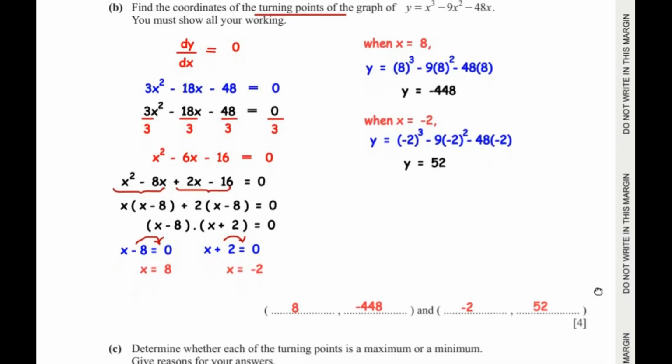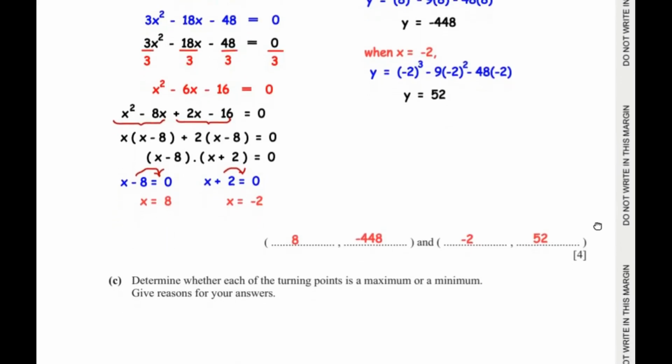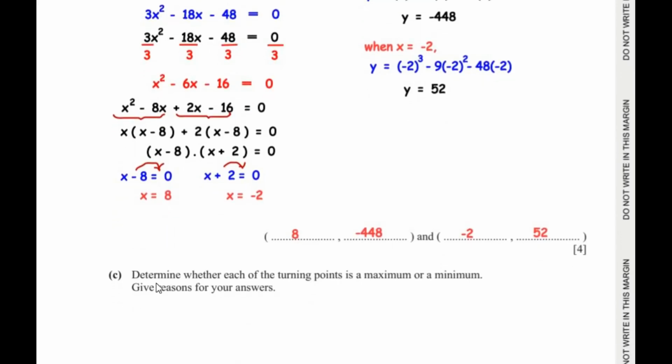Now let us move on to the last sub-question. Determine whether each of the turning points is a maximum or a minimum. Give reasons for your answers. Now in the previous part of this question, we have got the coordinates of two turning points. Now we have to find out which one is going to be a maximum point and which one is going to be a minimum point.